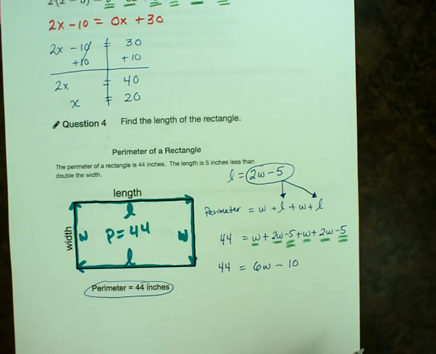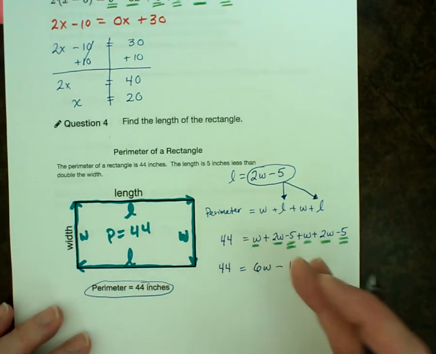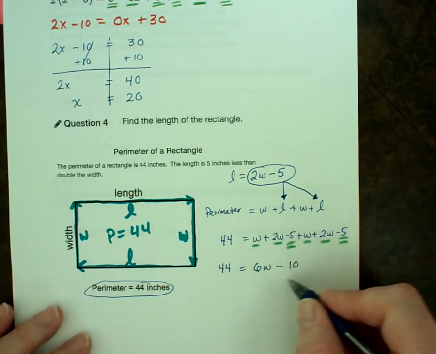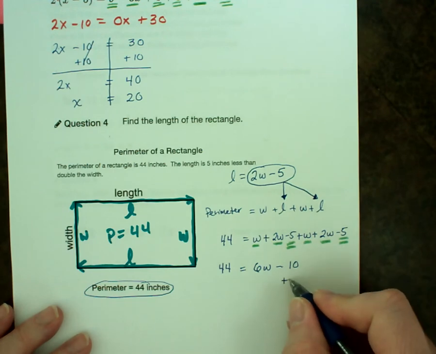We're really close now. We just have a two-step problem left. We have practiced so many times that we know we attack that constant first by adding 10 to both sides.